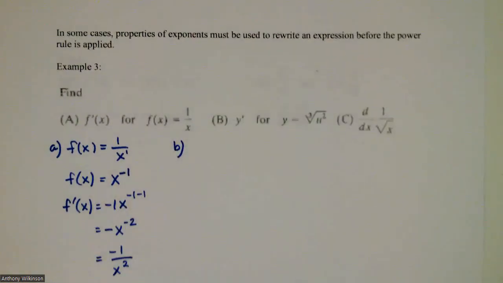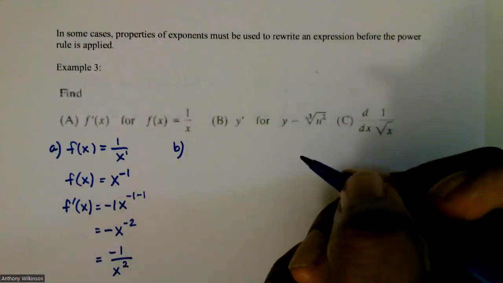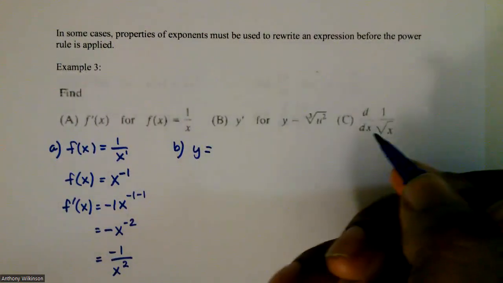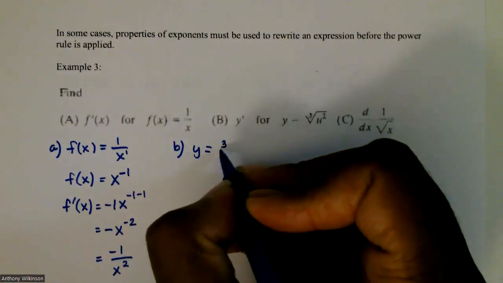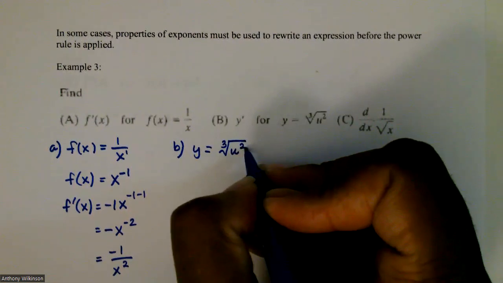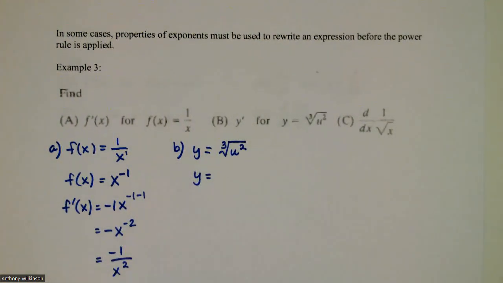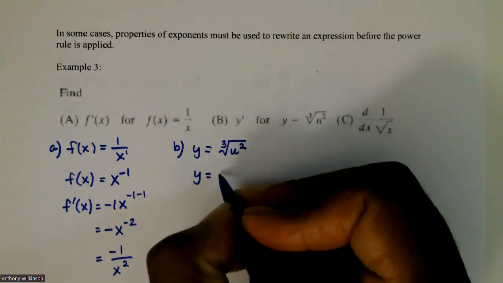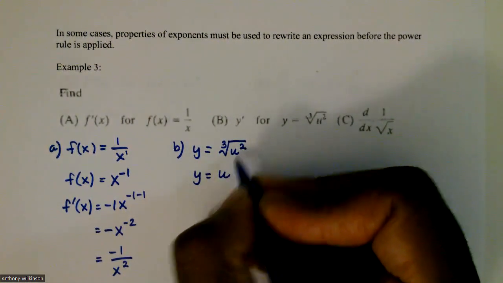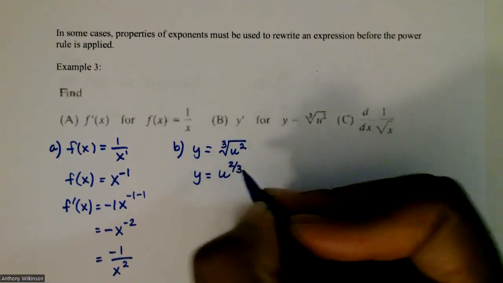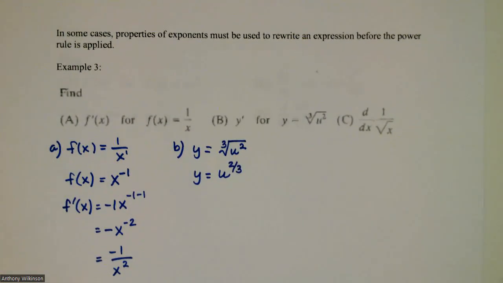All right. Now, part B, we want to find y prime for y is equal to the cube root of u squared. So in this case here, we need to write this using exponents. So here that y will be equal to u to the exponent for the u will be your numerator. Your index for that radical will be your denominator. So y is equal to u to the 2/3 power.